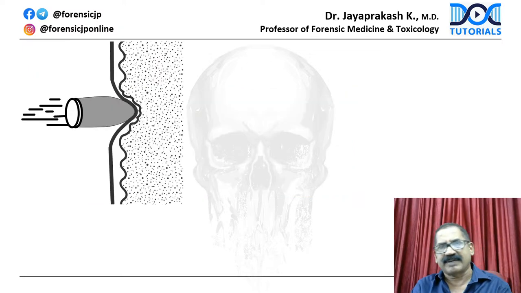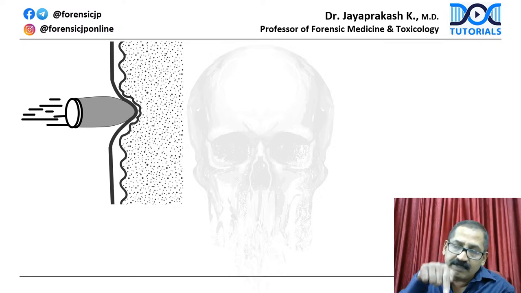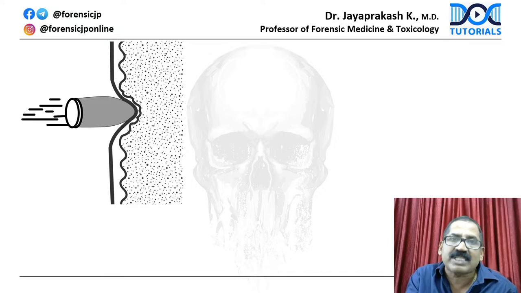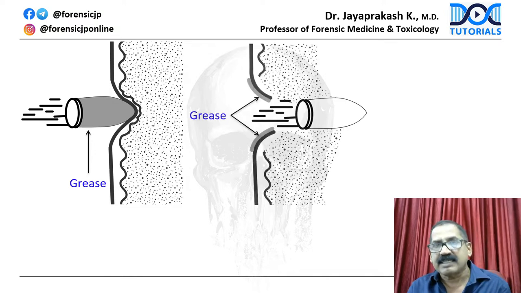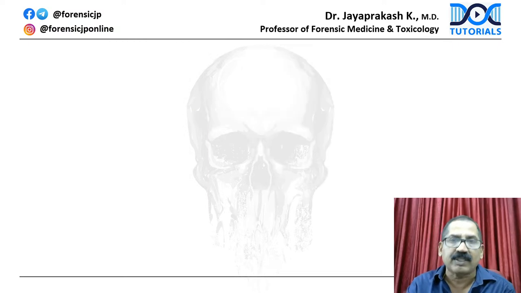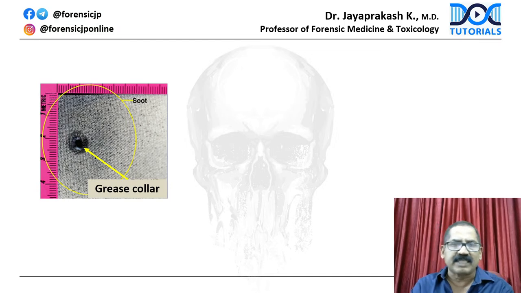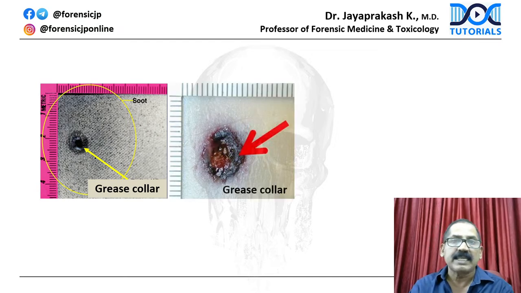Okay, now we'll look here. Now I am showing you the bullet with gray color. That means the bullet is covered with dirt. Once it penetrates the skin, as it is going into the skin, whatever dirt is around the bullet surface will be wiped by the margins of the skin and get collected around the edges of the wound. This grease gets collected circularly around the wound. That is known as grease collar. Okay, now you understood what you mean by grease collar, bullet wipe or dirt collar. Now you can see the grease collar in this picture. In this picture also we can see the grease collar.